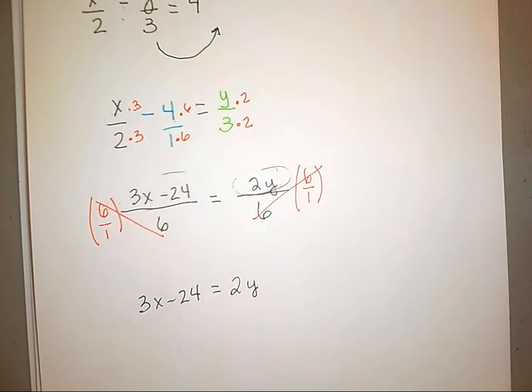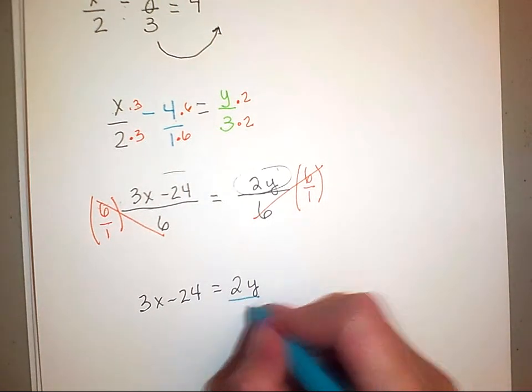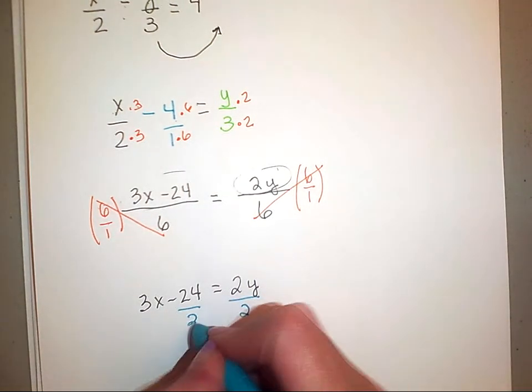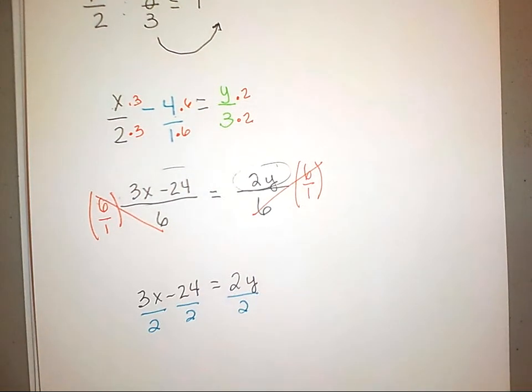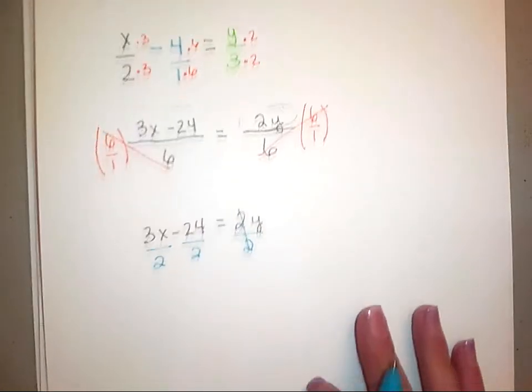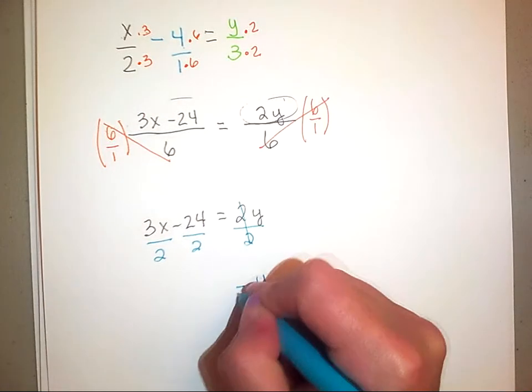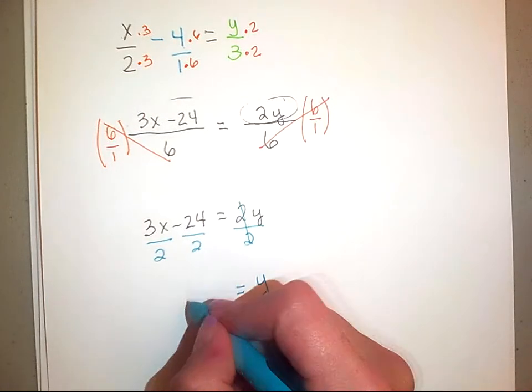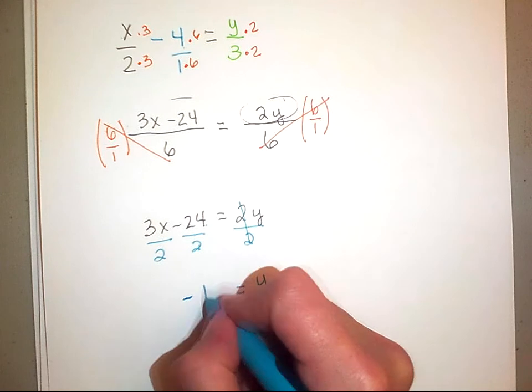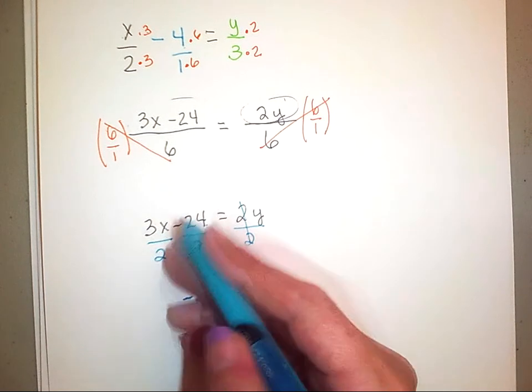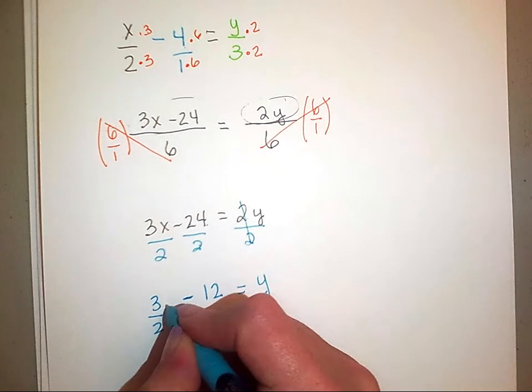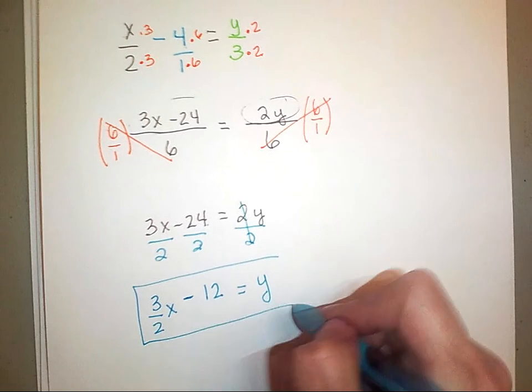And now we're almost done. We're trying to solve for y, and y is being multiplied by 2, so we can just divide everything by 2. Then here the 2's will cancel, and we'll get y is equal to, 2 goes into 24 12 times, and 3, we can rewrite this as 3 halves of x.